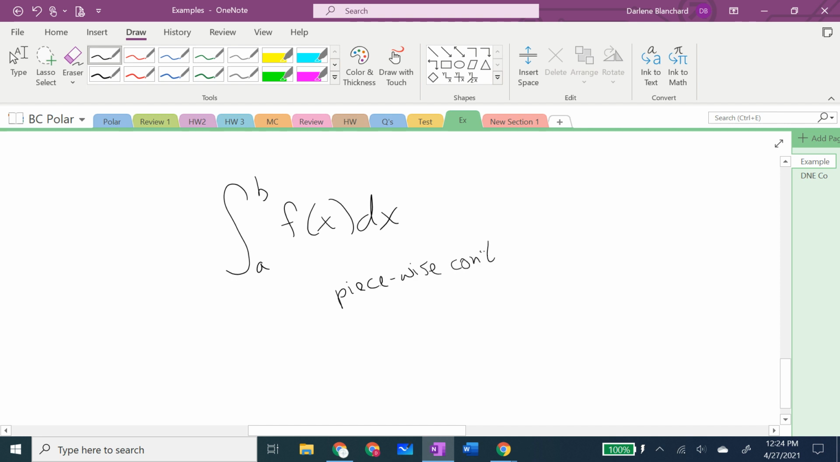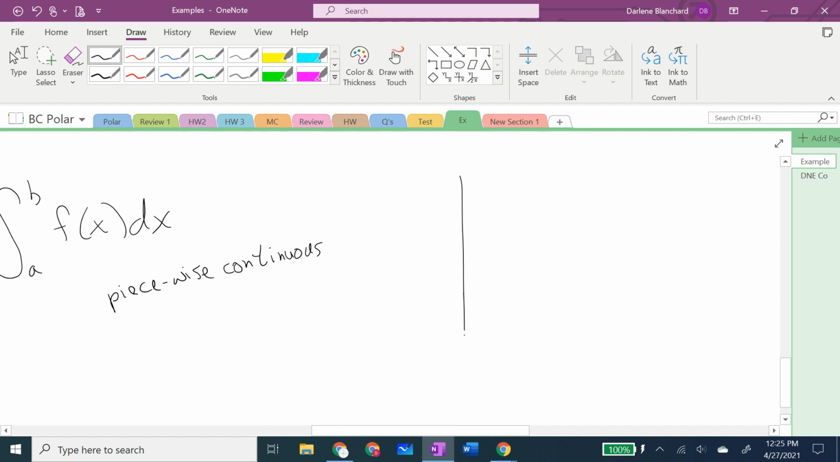What does that mean? I'm going to show you with a picture. 10 minutes left. So say from x equals a to some number in between, it's following a function, and then it jumps and is continuous there. You are allowed to solve that integral.